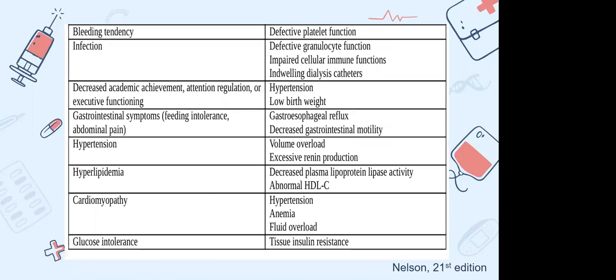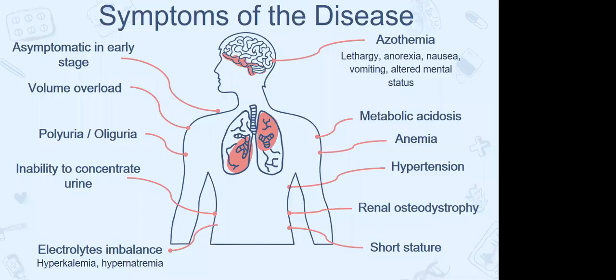Next. Okay. The symptoms of chronic kidney disease, I will summarize in this picture. First, in the early stage, like stage 1 and stage 2, patients will come with no symptoms. And when the process worsens, they can have features of volume overload such as ascites, edema, and heart failure symptoms. Second, polyuria or oliguria, an inability to concentrate the urine, so it becomes very dilute. And the next one, electrolyte imbalance, so they have hyperkalemia and hypernatremia.